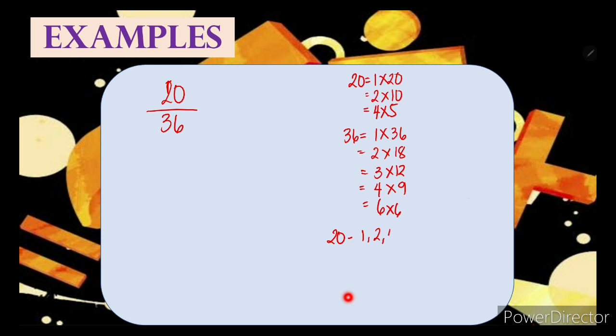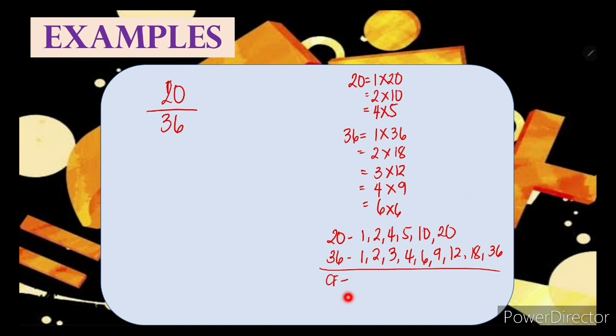We have 1, 2, 4, 5, 10, and 20. For 36, we have 1, 2, 3, 4, 6, 9, 12, 18, and 36. So, anong common sa kanila? We have 1, 2, 4, and our GCF is equal to 4.